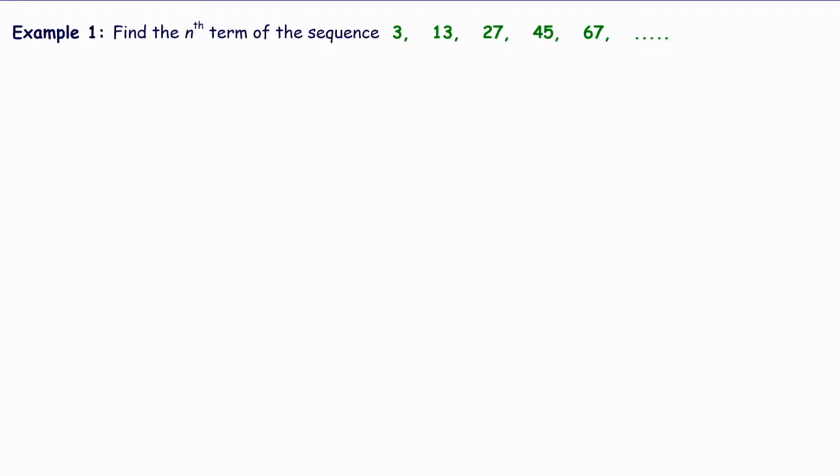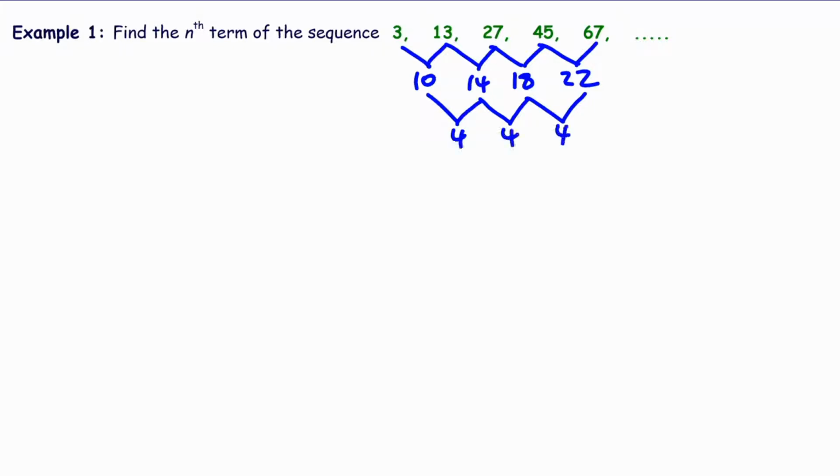Find the nth term of this sequence, and it's a quadratic sequence. So the first step is to find the differences. So here the differences will be 10, 14, 18, and 22. And then the differences here will be 4, 4, 4.